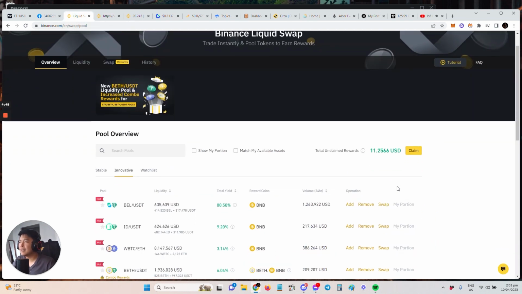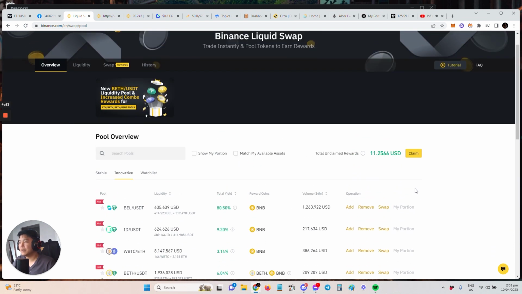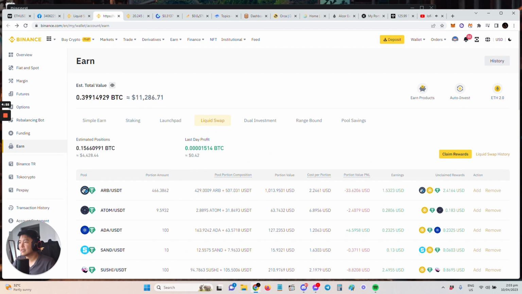So here, I think 1 week na to na nag-liquidity mining ako. For how much is this? This is around magkano ba? 4,000 worth?